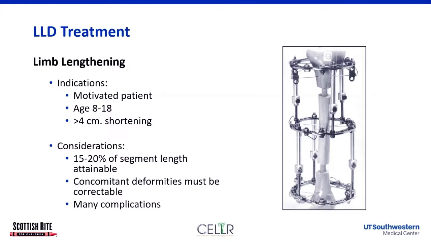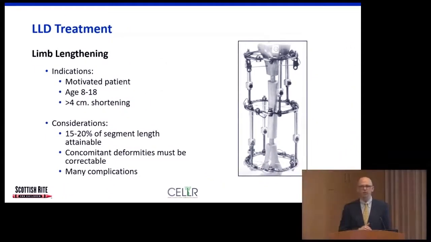Limb lengthening, and we could spend, and maybe at some point I will spend, an hour talking about limb lengthening, because this is a very big subject in and of itself. But the indications for limb lengthening, the motivated patient, we say 8 to 18, and again, there's a lot of discussion and philosophical issues about doing that, and I'll explain in just a minute.